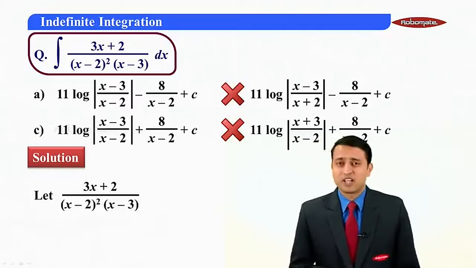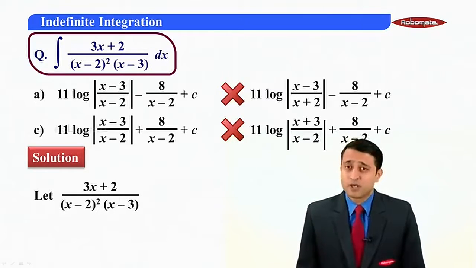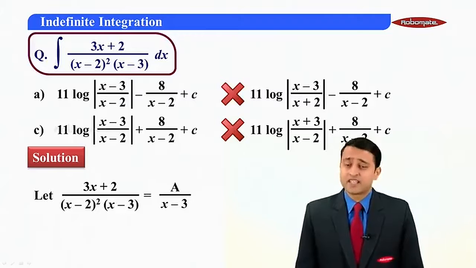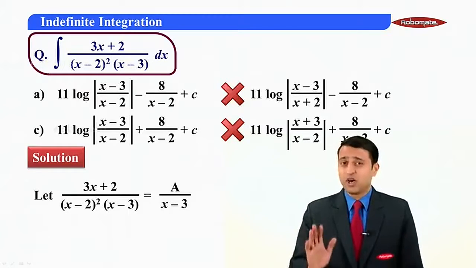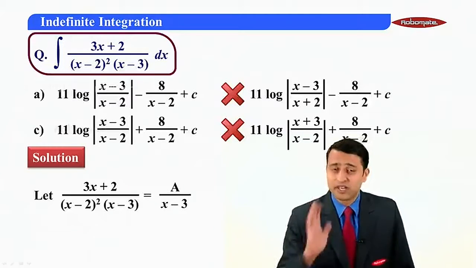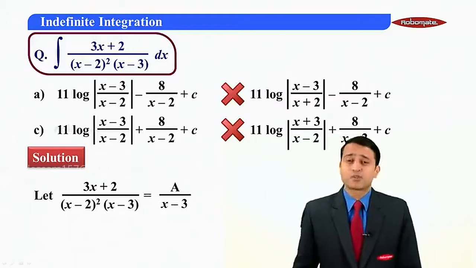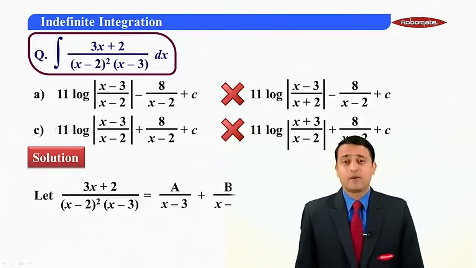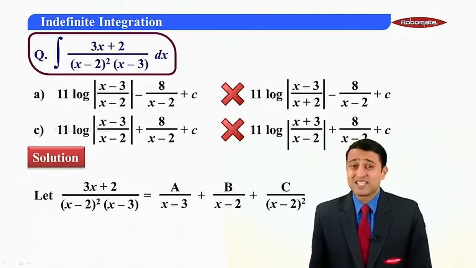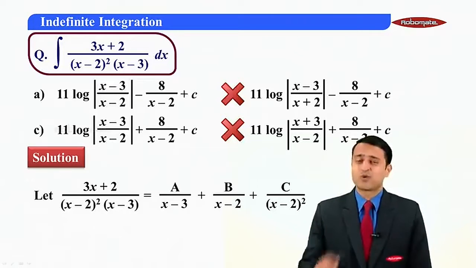Now for us to solve this, we will have to assume this equal to what? Let us write that as A upon x minus 3. The non-repeated factor gets normal treatment. Now x minus 2 is repeated, so let us write B upon x minus 2 plus C upon x minus 2 the whole square.